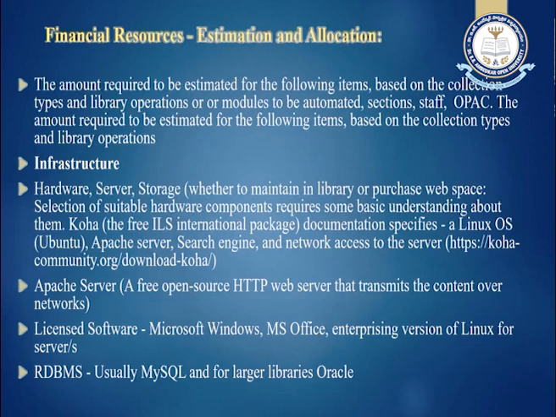Financial resources estimation. Normally, it should be estimated based on the following items and also the type of operations we are going to do. What are the modules we are going to put into automation first? There are various functions which have to be automated, so we have to do it by giving them priority. So, it is required to be estimated for the following items. Infrastructure: we need hardware, server storage, whether we have to maintain it in the library or buy web space.